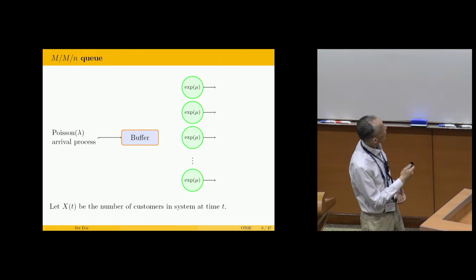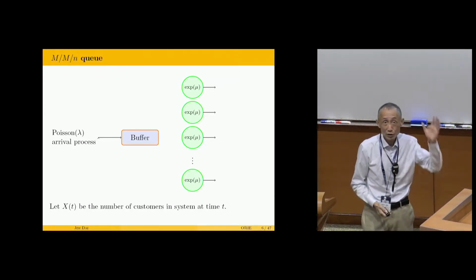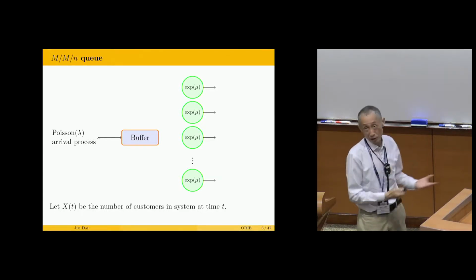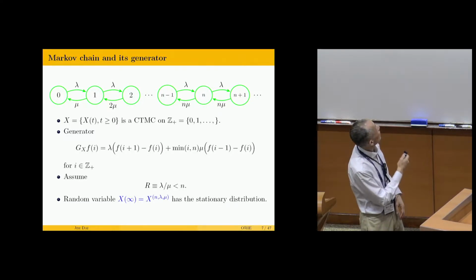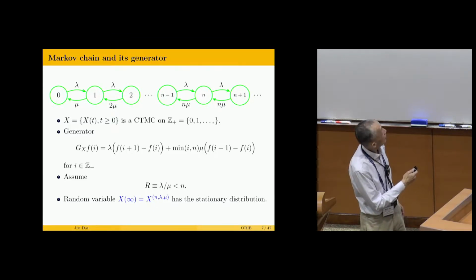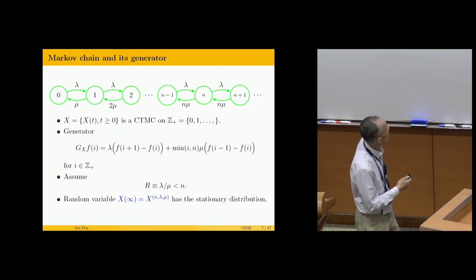This is modeled by a Markov chain, just keeping track of the state, the number of customers in the system at time t, the total number, those in service plus those waiting. You can very easily write down the transition rate diagram. For example, if you are currently in state 2, the service rate is 2 times mu. If there are N plus 1 customers there, the service rate is N times mu, because the maximum number of servers you have is N.